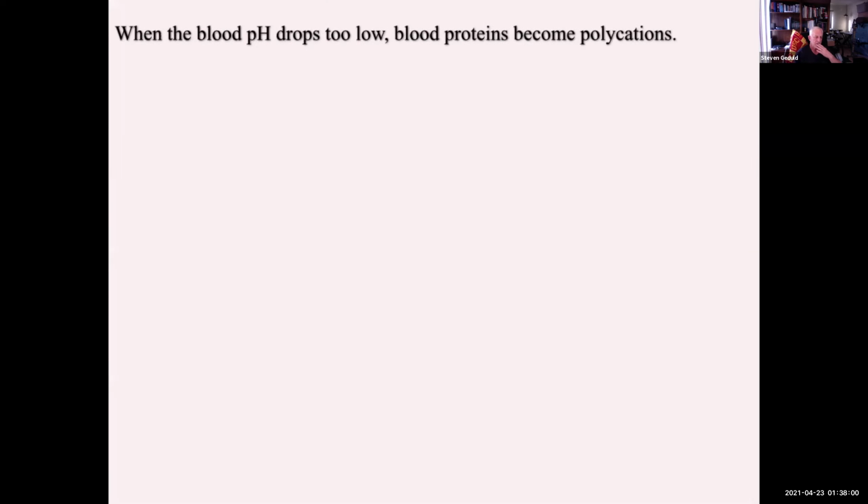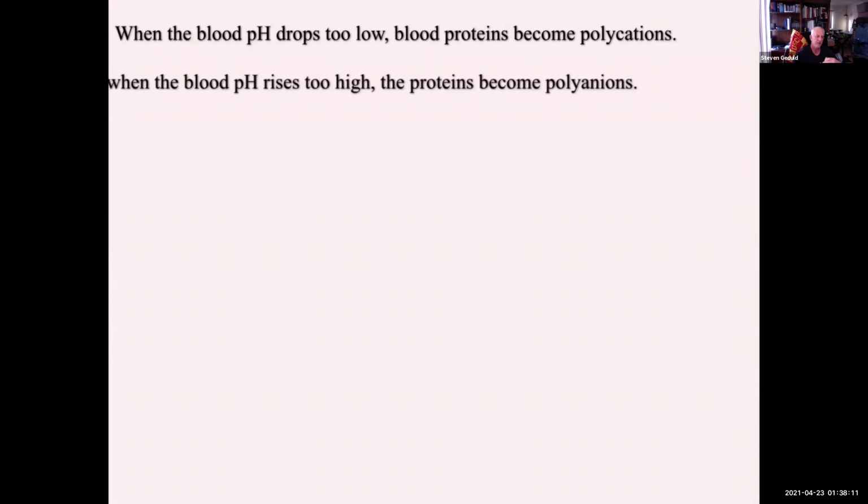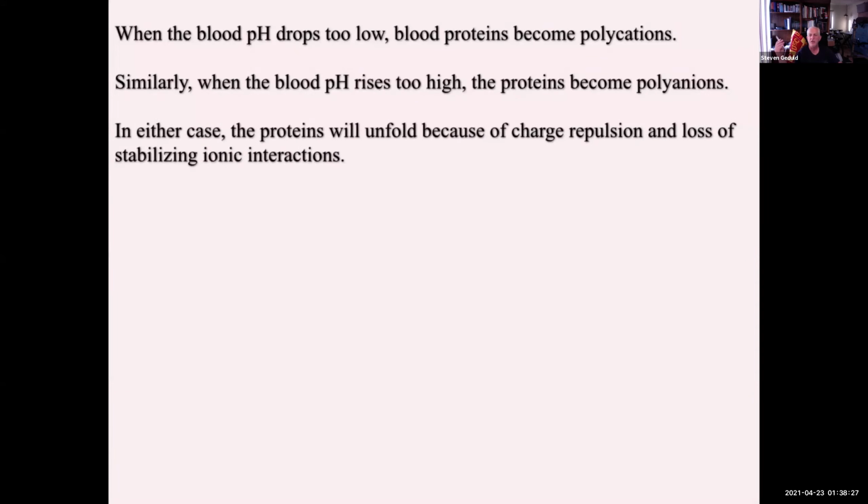When the blood pH drops too low, becomes too acidic, blood proteins become polycations. There's extra positive charges around. Similarly, when the pH rises, it gets less acidic, more basic, and the proteins become polyanions, negative charges. In either case, whether you increase the negative charge or the positive charge, the proteins will unfold because of the charge repulsion and loss of stabilizing ionic interactions. You're losing that stabilizing factor.